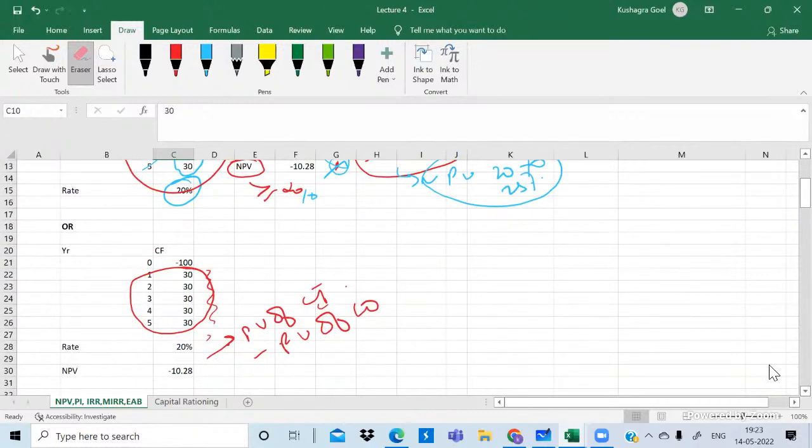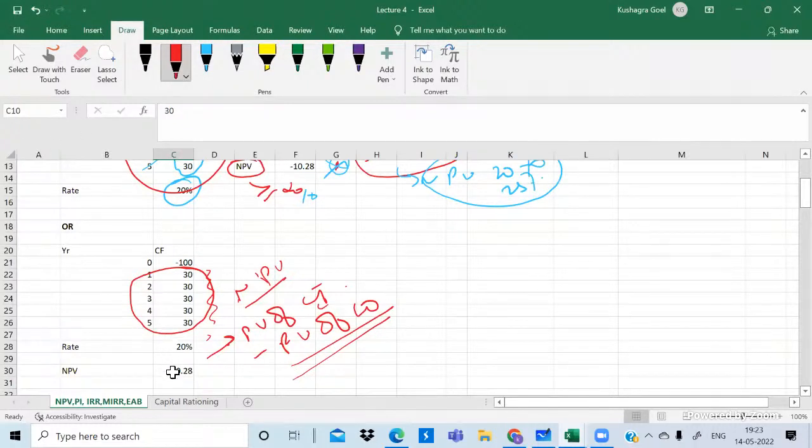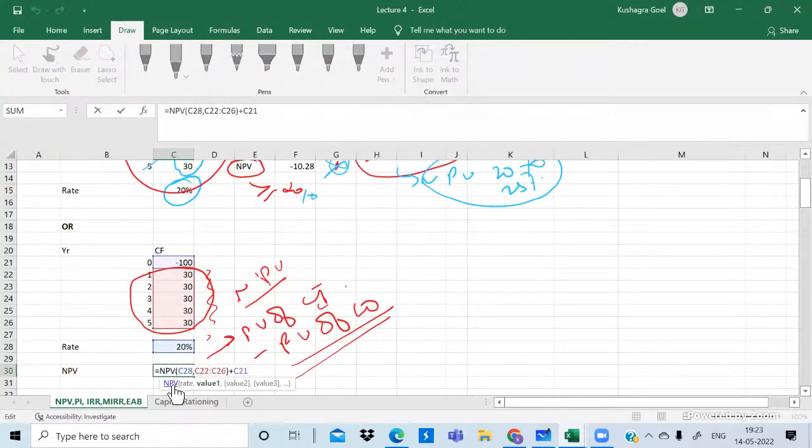Okay, got a question. Why don't we consider minus 100 within the formula and add it separately? Now, I have written minus 100 over here to show that it is an outflow. Now, how do you calculate NPV? NPV is nothing but present value of inflow minus present value of outflow. So you're saying that whatever money is going out, that has to be shown with a negative sign. So if I look at this formula, it says rate, then the values. So this will give me the present value of all these 5 numbers.